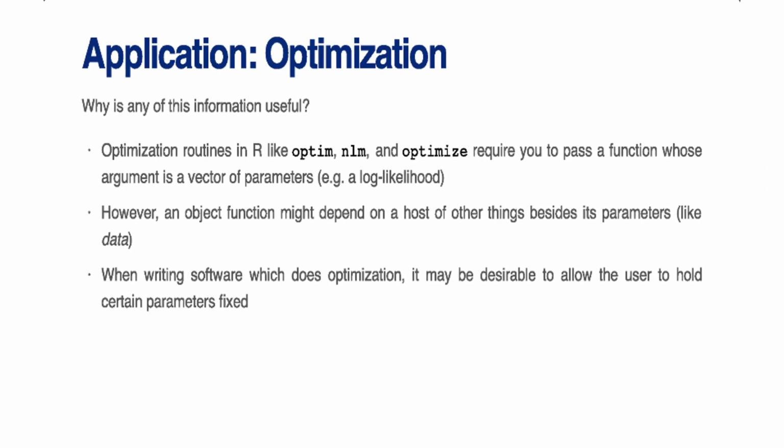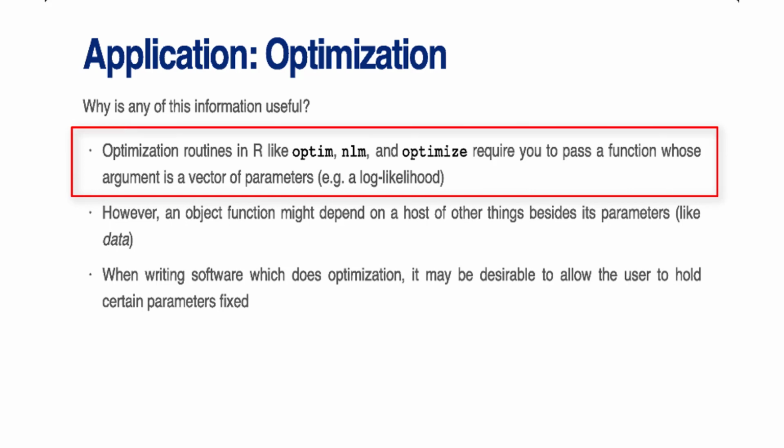So far, we have talked about functions and the scoping rules in R, and you might be wondering why any of this information is at all useful. In addition to just writing regular functions for manipulating data or for doing calculations, there's one combination of the scoping rules and functions which can be very useful in statistics, and that's for optimization.